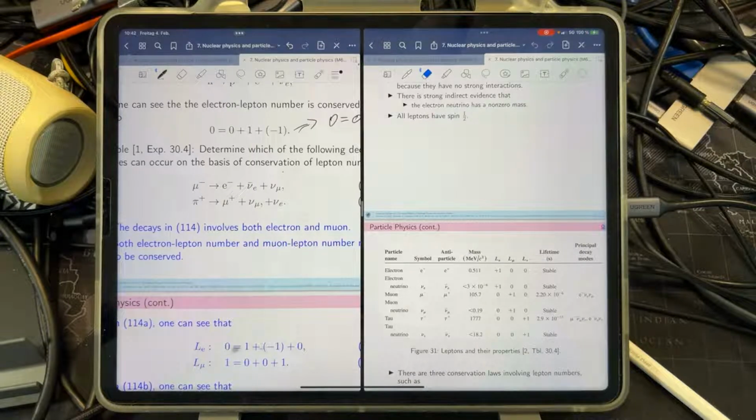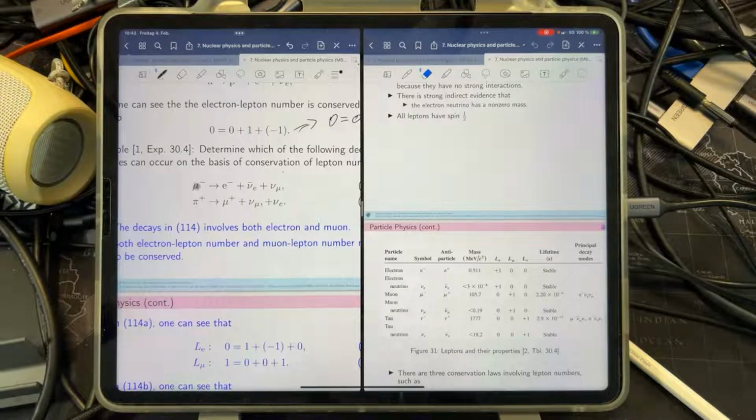And let's check whether this one is correct or not. Yes, 0 before the decay, and after the decay we have 0 too, right? 0 as well. So it means that the electron-lepton number is conserved for this reaction or for this decay, but it's not complete. Okay, we have to also consider the muon-lepton number because the whole equation also involves muon-lepton.